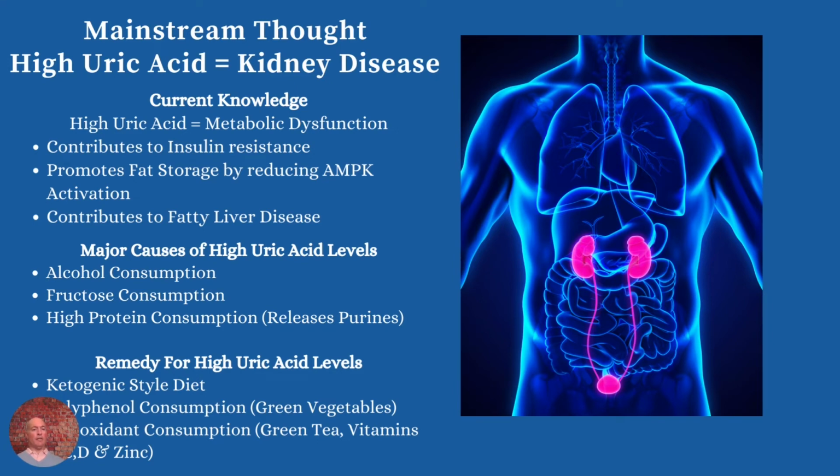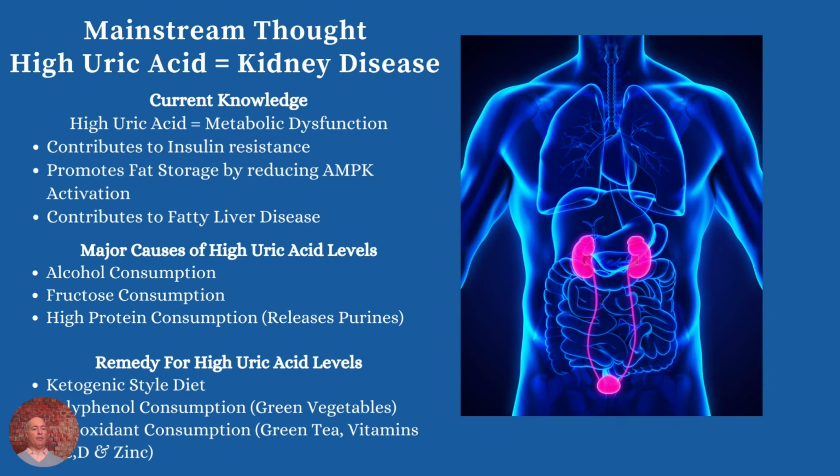What are the causes of high uric acid? Well, alcohol consumption, fructose consumption. These two sugars metabolize directly into uric acid. High protein consumption: when you break proteins down, it releases what are called purines, which then metabolize into uric acid. So this is why our diet is never high protein. We give you the minimal amount of protein you need to support cellular health.